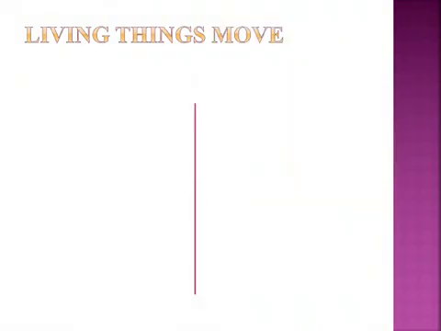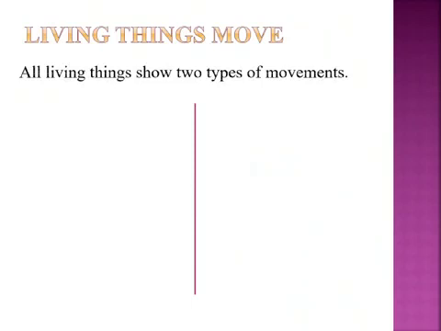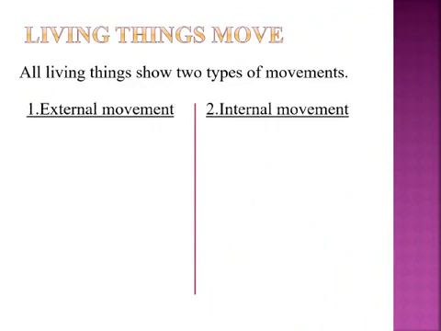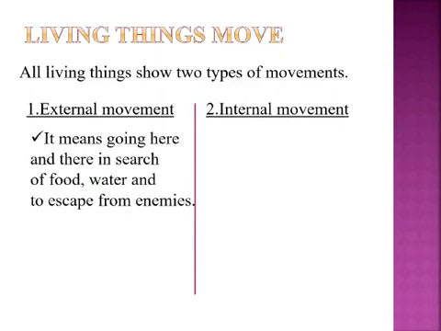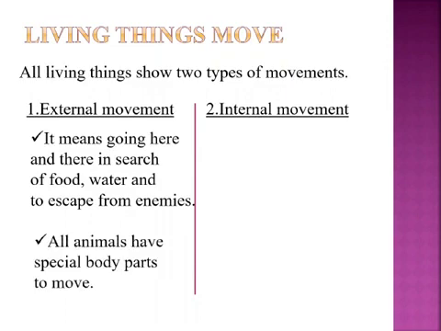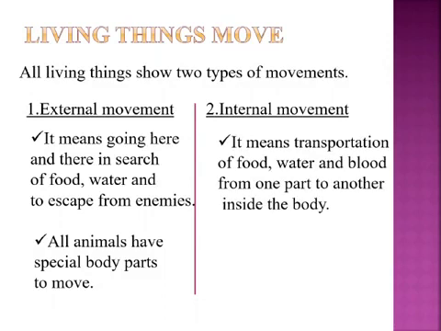The next feature is living things move. All living things show two types of movements. First is external movement. The second one is internal movement. Now let's see what is external movement. External movement means going here and there in search of food, water, and to escape from enemies. All animals have special body parts to move. What is internal movement? It means transportation of food, water, and blood from one part to another inside the body.